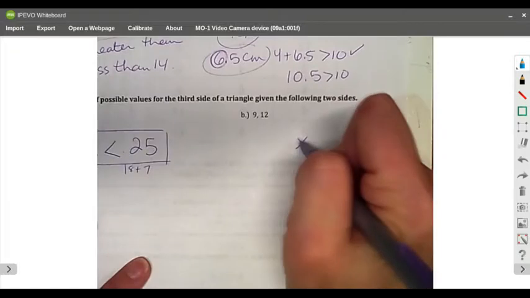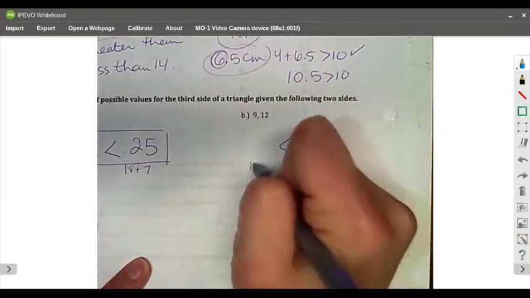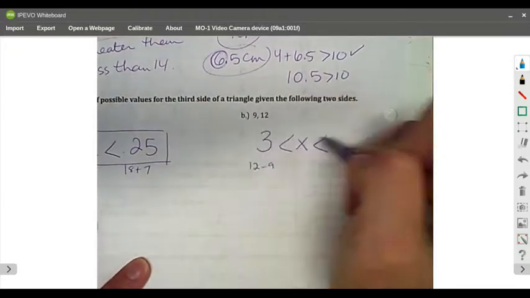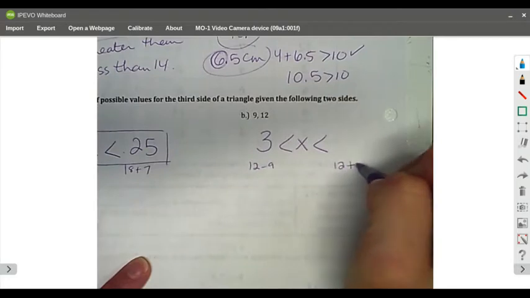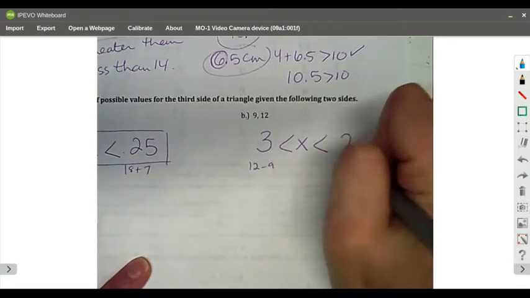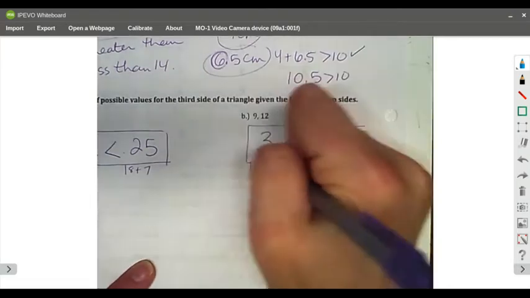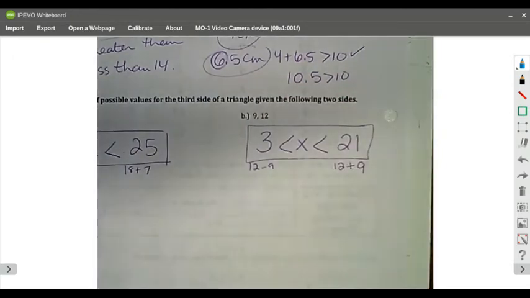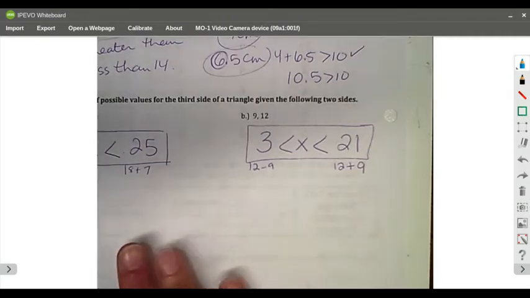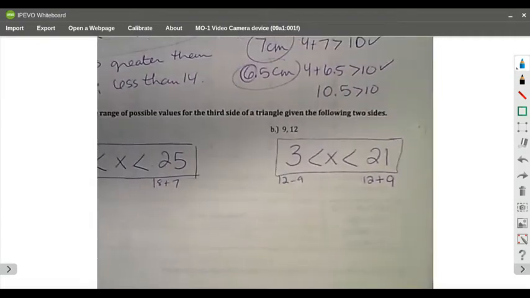For this one, 12 minus 9 is 3. 12 plus 9 is 21. So the third side would have to be greater than 3 and less than 21. So that's really it for this section. Those are the only two types of questions that you'll see.